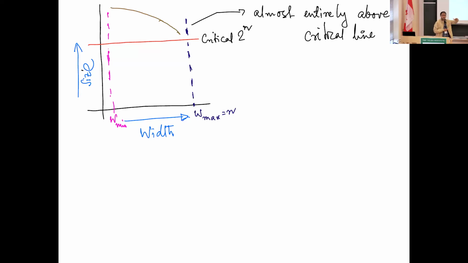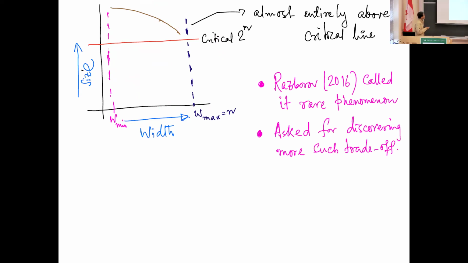So this is a remarkable thing, because usually trade-offs would fall off the critical line. For example, in communication complexity, when you look at rounds versus communication trade-off, you obtain trade-off results which go this way. Here the trade-off is going way above the critical line. And he called it a rare phenomenon in all of complexity theory, and gave a call for discovering more such trade-offs.